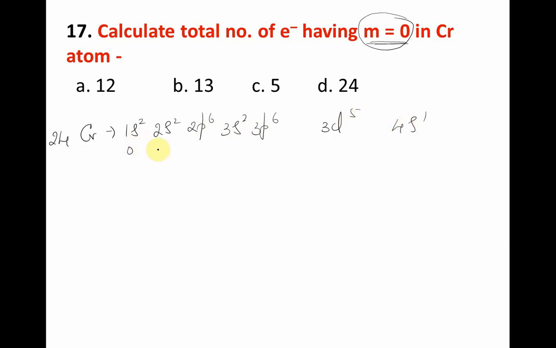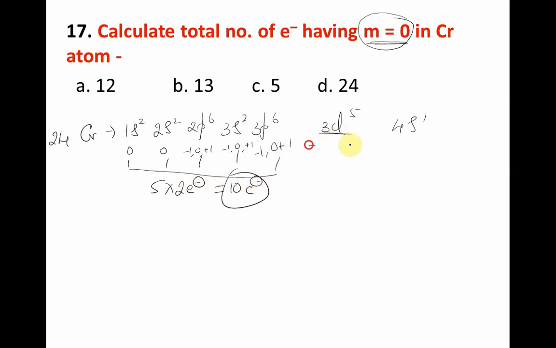Here we got 0, here we also got 0. 2s means 0. 2p means minus 1, 0, plus 1. In this case also minus 1, 0, plus 1. 3s also gives 0, and 3p6 also gives minus 1, 0, plus 1. So 1, 2, 3, 4, 5 orbitals, therefore 5 orbitals are there. Each orbital is accommodated by 2 electrons. Therefore here we got a total of 10 electrons.